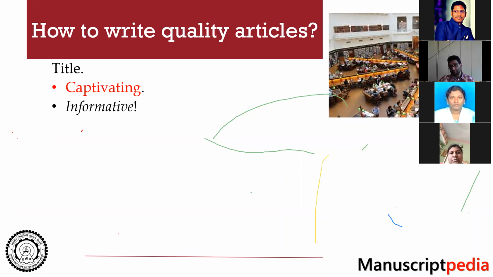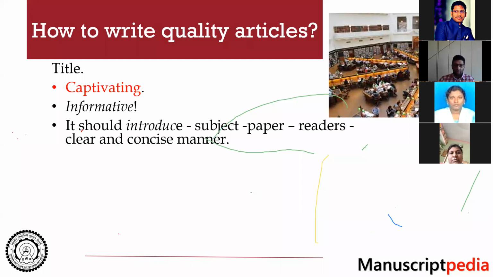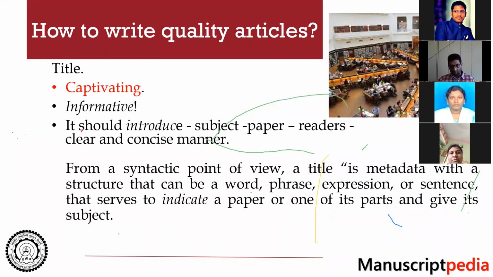Second, it should be informative. It should give you the idea as to what the paper is going to be about. It should introduce the subject of the paper to the readers in a clear and concise manner. This is very important when you're writing a title. From syntactic point of view, it is a metadata structure that can be a word, a phrase, an expression that serves to indicate a paper or one of its parts and talks about the subject. So a title of the paper can be as small as COVID-19. I think one can understand what the paper is going to be about.